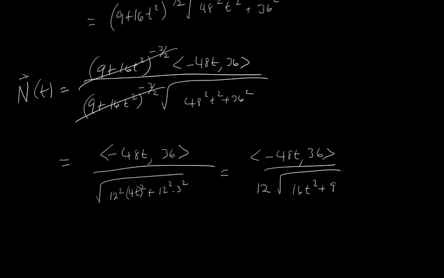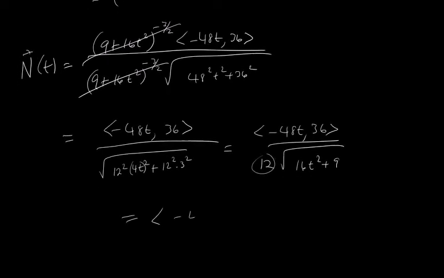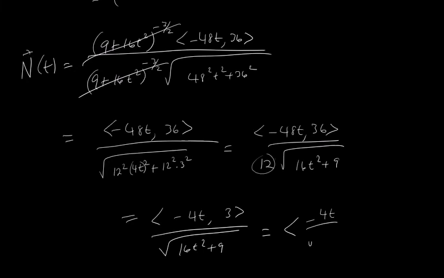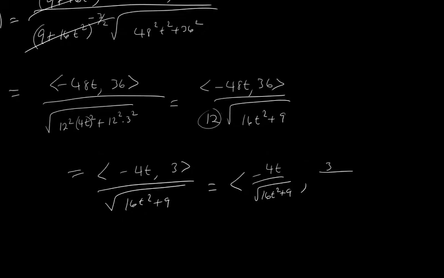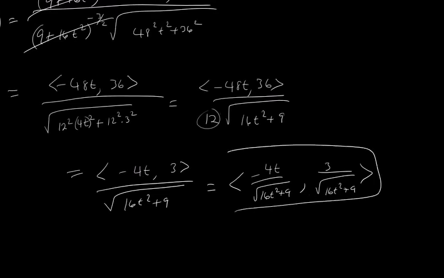And that can be simplified just a little bit more with this 12 here. We can put that in. So this is going to be <-4t, 3> divided by the square root of 16t² + 9, and if we want we can incorporate that into the vector, so we can just distribute the scalar. So that's <-4t / sqrt(16t² + 9), 3 / sqrt(16t² + 9)>, and there's our principal unit normal vector. Put a box around that. Done.